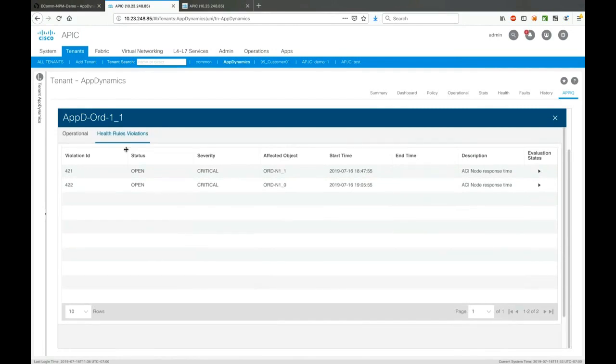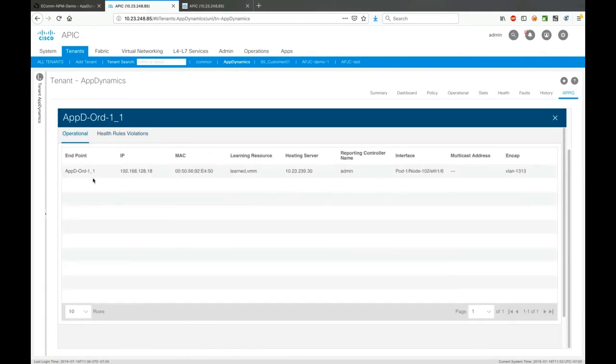Another thing that you can get, at least from an endpoint perspective, is the operational information about it, which helps you troubleshoot or isolate the components that you need to look at. So this particular endpoint has these operational parameters, right? The hosting server, the source where it is learned from, the NCAP VLAN over which the traffic is flowing through, right? So this helps you isolate the problem even further.